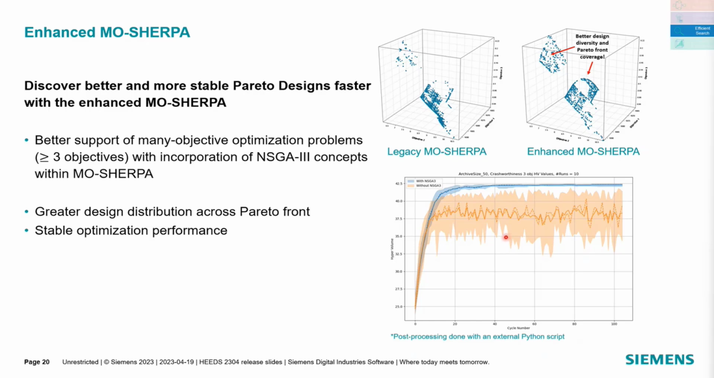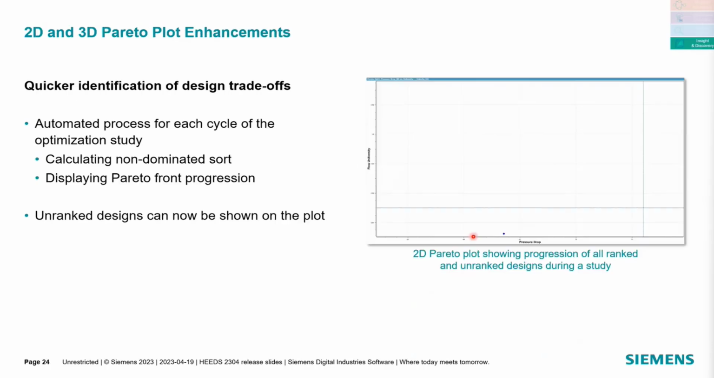There's a lot of variation that is avoided when we actually use the enhanced MoSherpa with these new concepts. We see a much more stable performance and a lot higher performance. So we're actually pushing our Pareto optimal designs further into the performance space. We're able to guarantee that. So: greater design distribution across the Pareto front, stable optimization performance, and better and more stable Pareto designs faster.